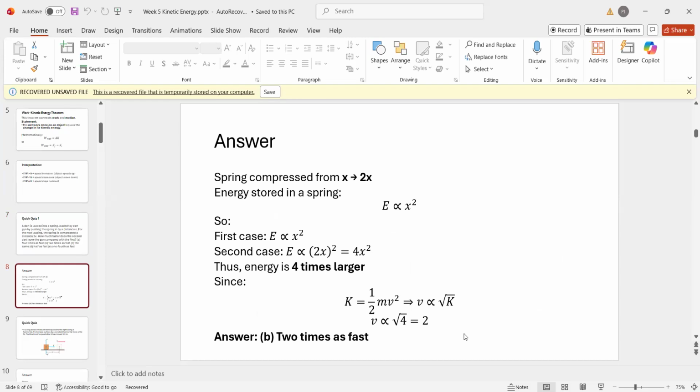So we know that the energy is directly proportional to the extension squared. So in the second case, it's double, so you use the 2 to multiply. Because this one is squared, you have 4x squared. So here, the energy is 4 times larger.